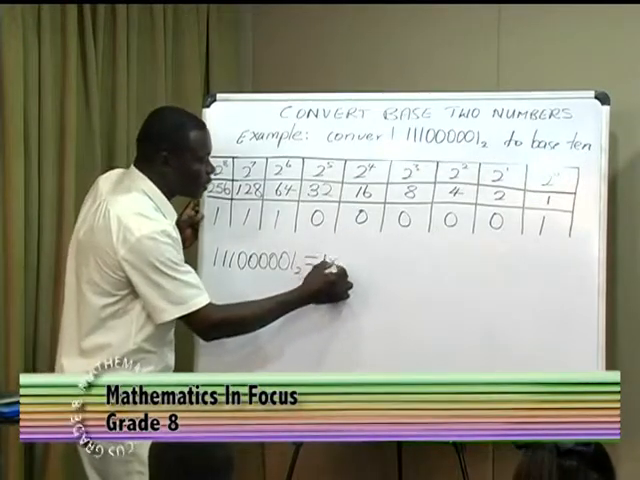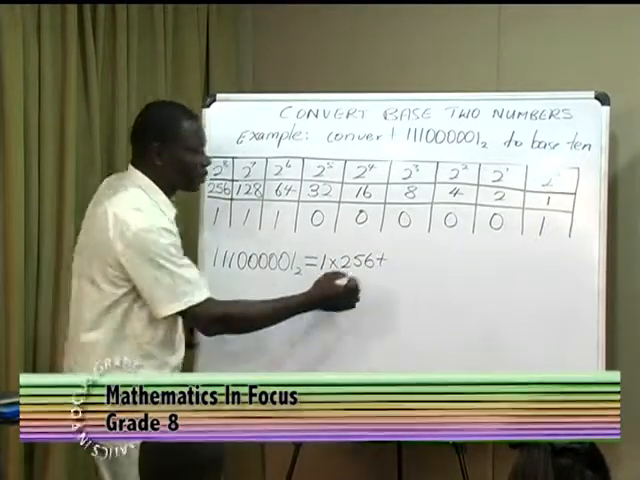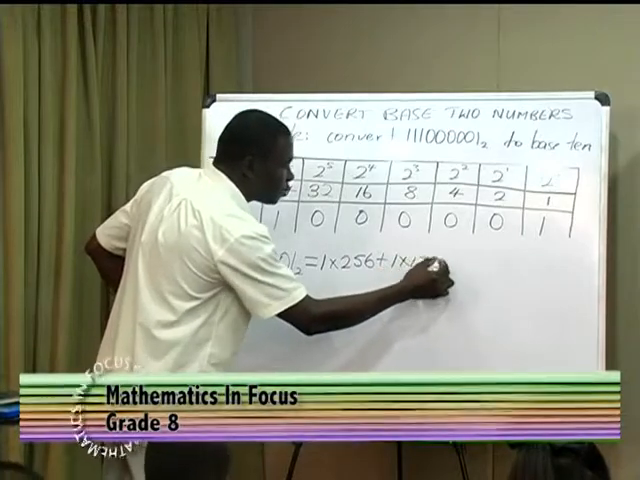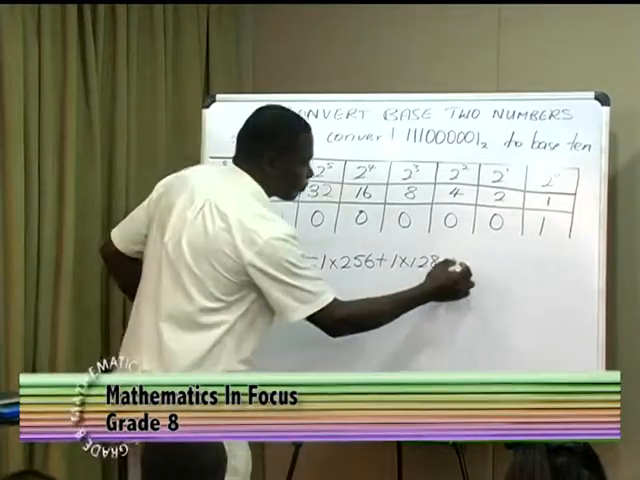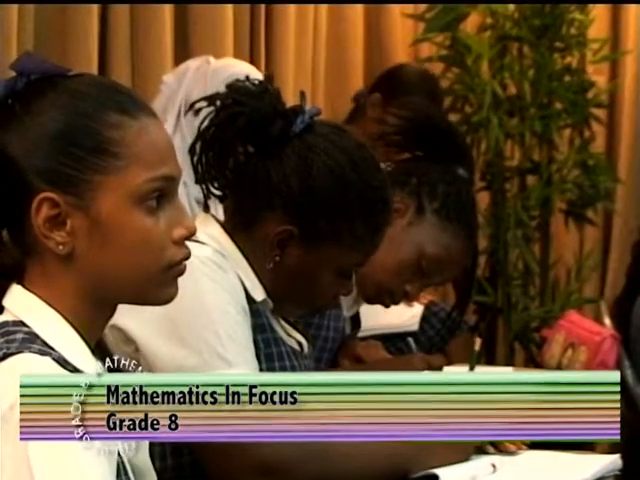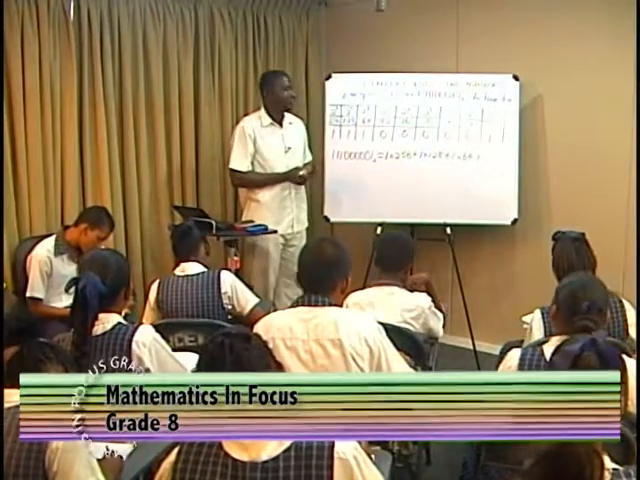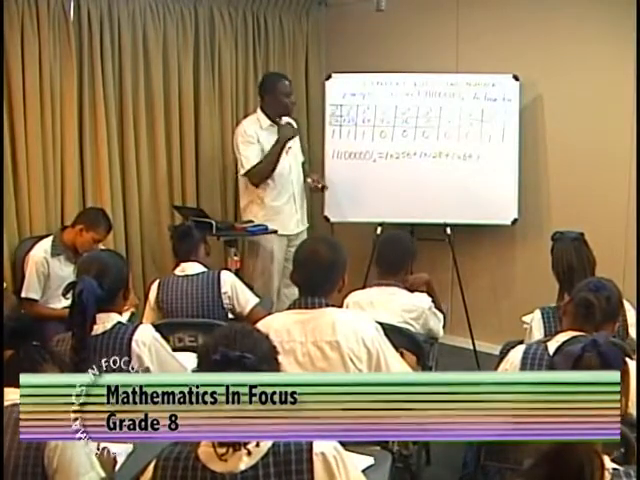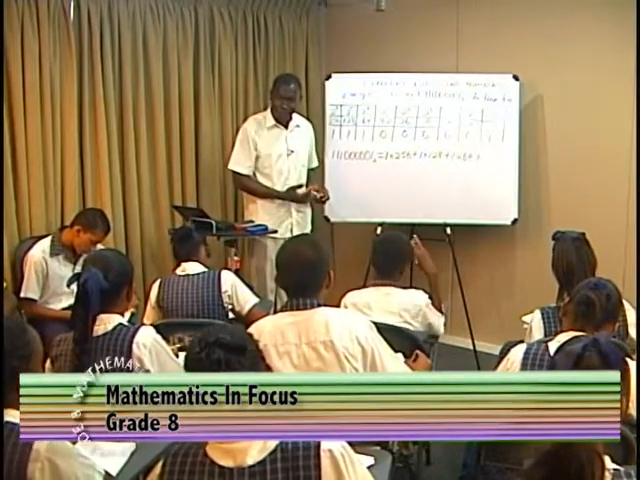1 times 256, 1 times 128 plus 1 times 64, plus 0 times 32, then 0 times 16, then 0 times 8, then 0 times 4, then 0 times 2.